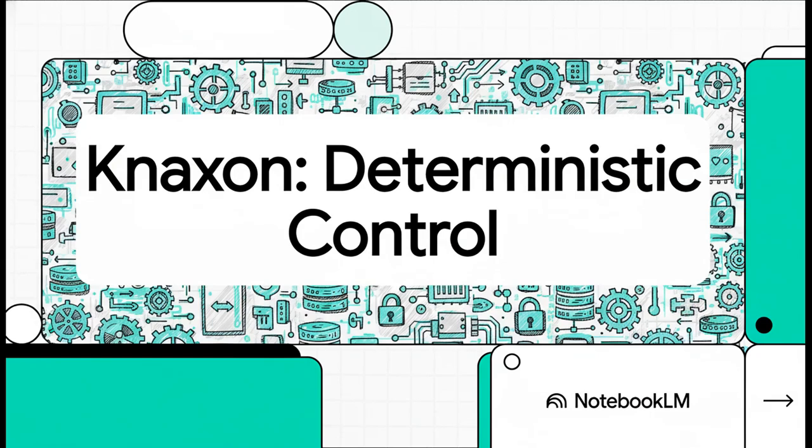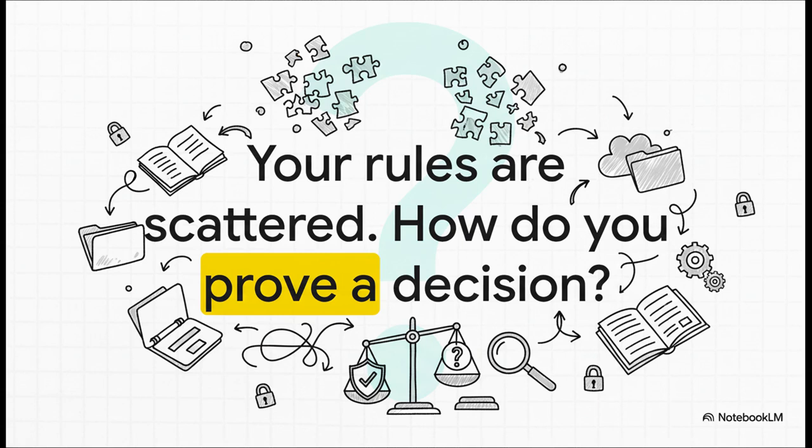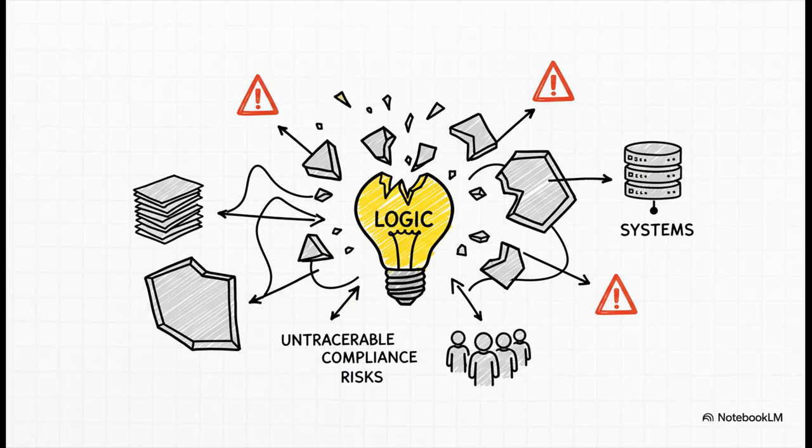Let's talk about Knaxon. It's the deterministic control layer for your architecture. So your rules are all over the place, right? What happens when an auditor asks you to prove it? Yeah, this fragmentation is a compliance nightmare. It makes every single system change incredibly painful.